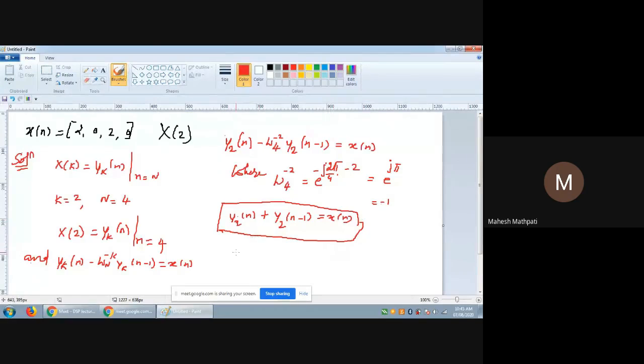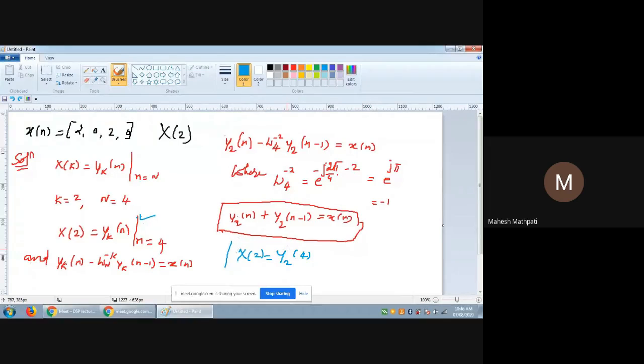So we want here x of 2. Let me write it in this way. So x of 2 is equal to y2 of 4. This is from this equation I am writing. Getting my point? I'm just writing it from this equation. So we want x of 2 as the value of y2 of 4.